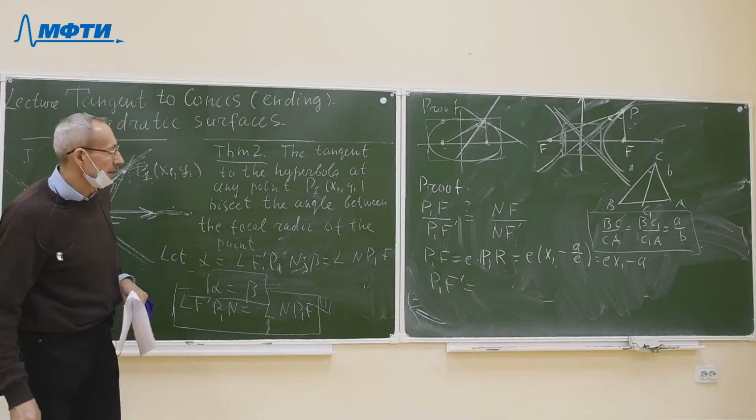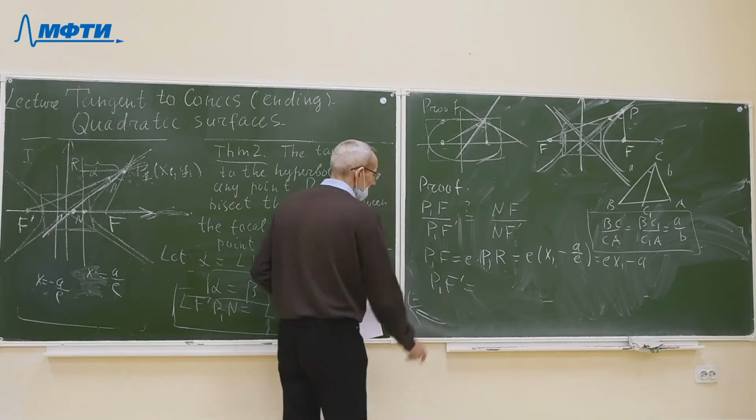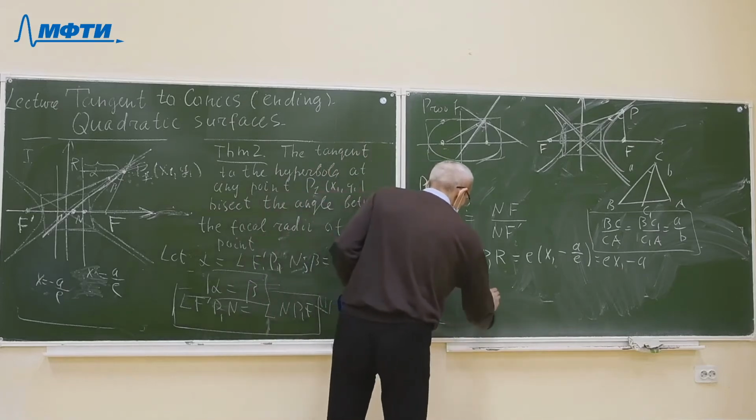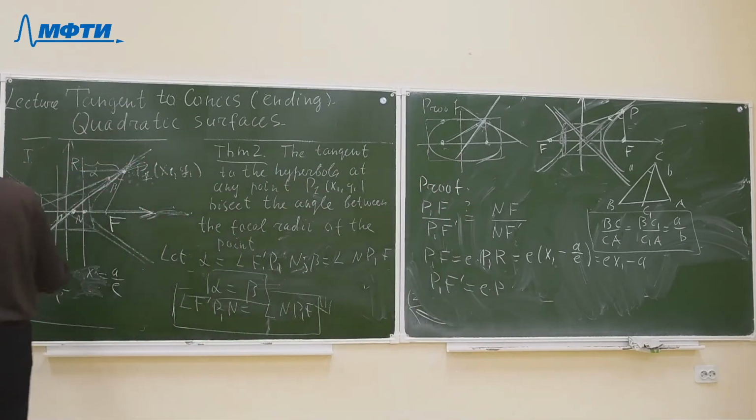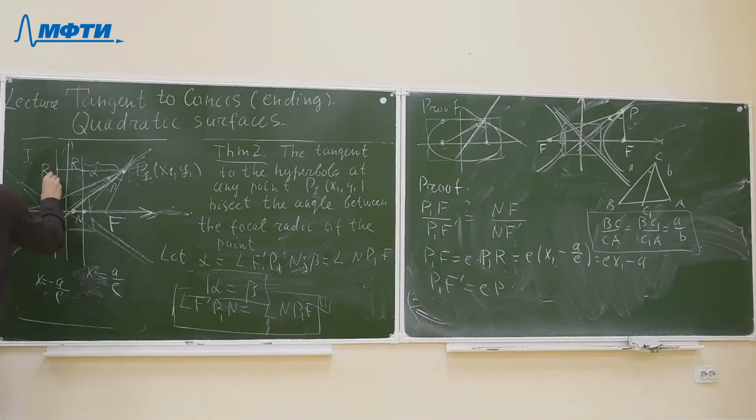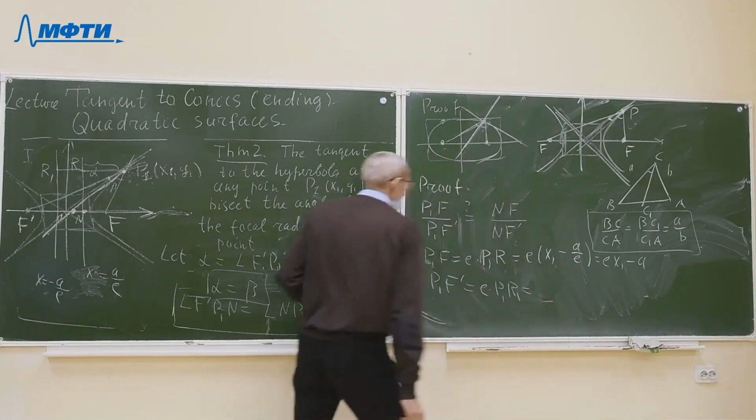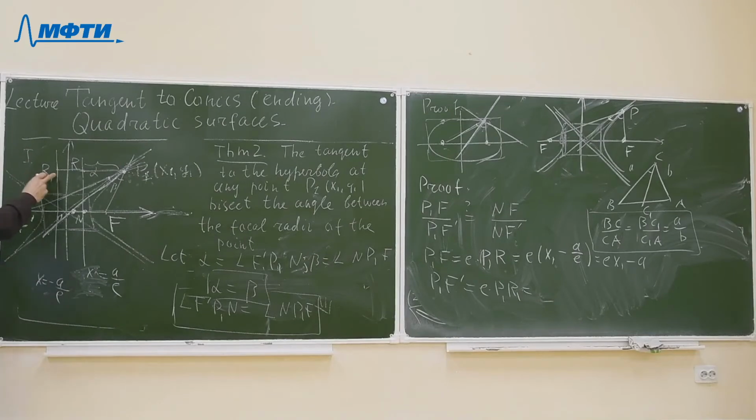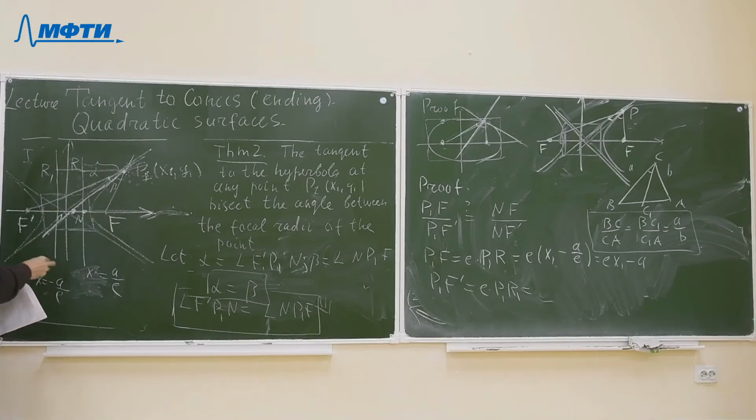The same way we obtain that the second focal radius P1F prime is equal to the product e times P1R1, where R1 is the point of intersection of the perpendicular passing through point P1 to the other directrix. Both directrices are parallel, so it is the same.